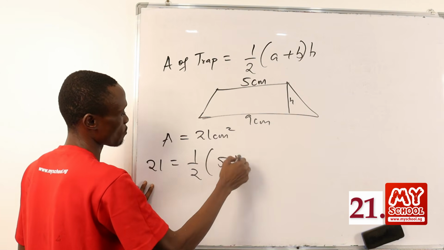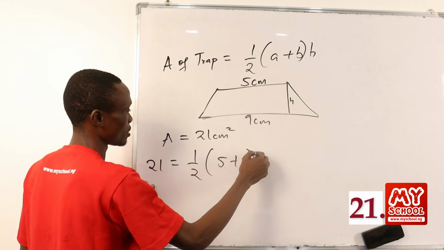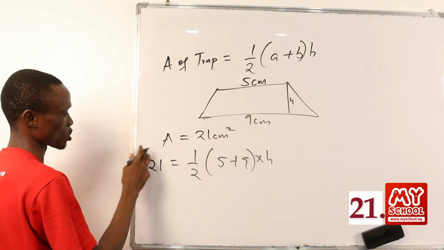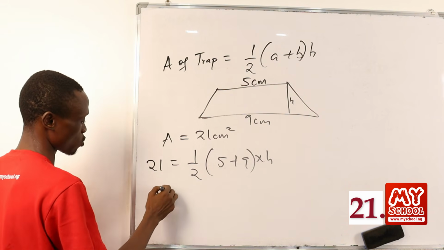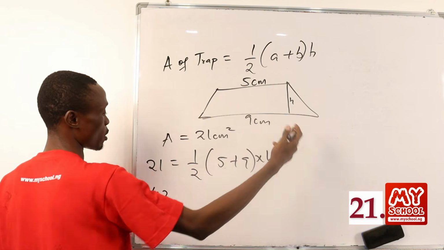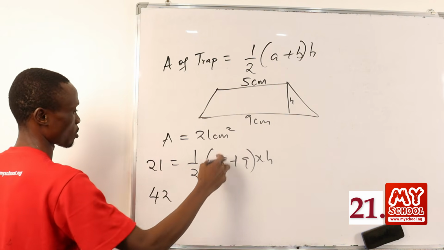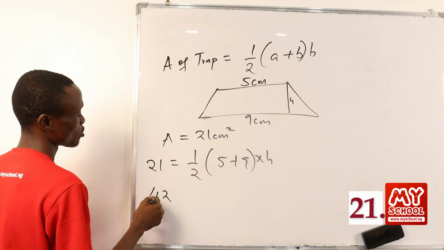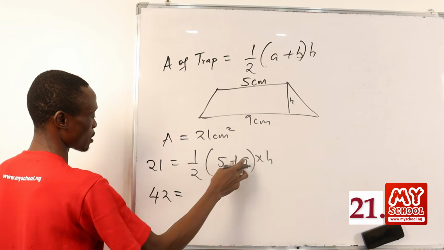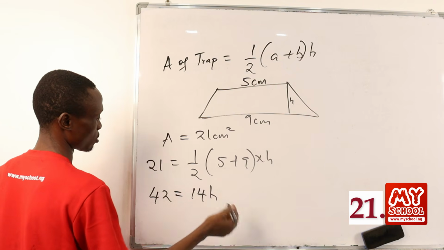So here we're having 5 plus 9, the two parallel sides, then times h. Okay, so we just cross multiply. So here we have 42, or we multiply both sides by 2 to cancel out 2 from our right hand side. So here we have 42 is equals to, add this to that will be 14h, right?